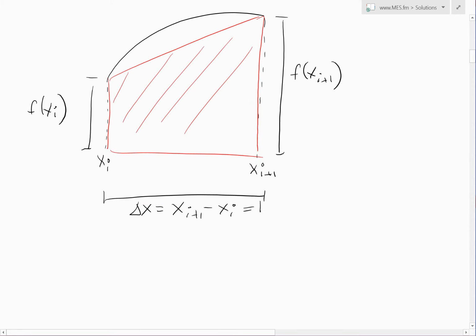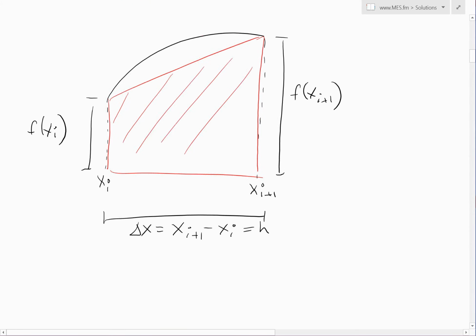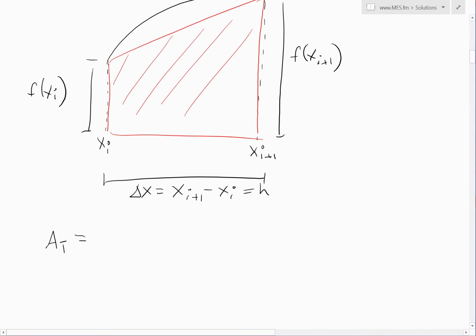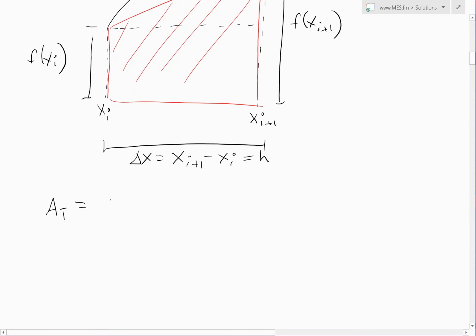And now we'll just call it h to make it easier in the proof. So now the area of this trapezoid, I'll call it A_T. If you look at it, this could be considered as the area of a rectangle plus a triangle. So it equals this rectangle plus the triangle. The area of the rectangle is just f of x_i times h, which is our delta x.